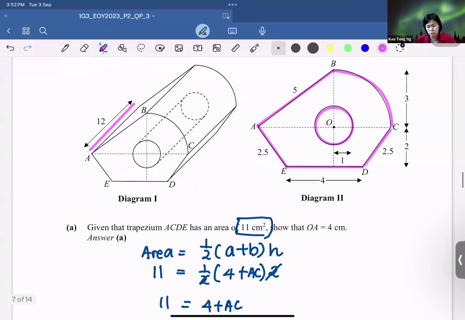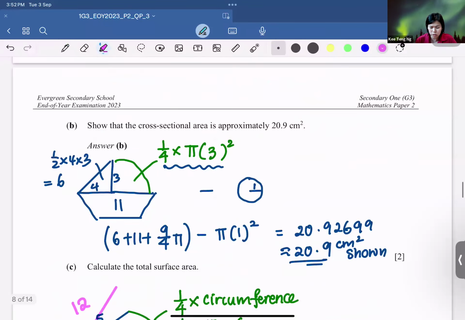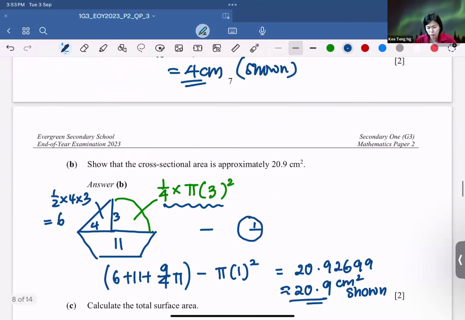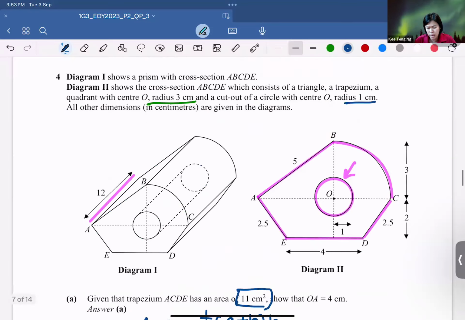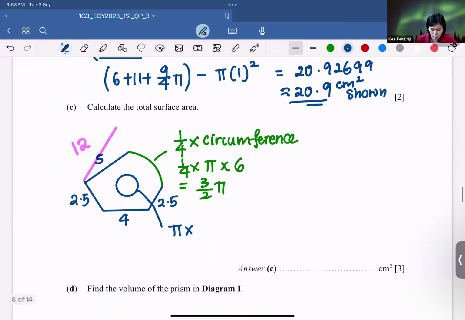There is an additional circle in the middle. So I also need to add up that circle's circumference. This circle, this circumference is pi d, pi times diameter. The radius was 1 cm, diameter is 2 cm, so 2 pi.